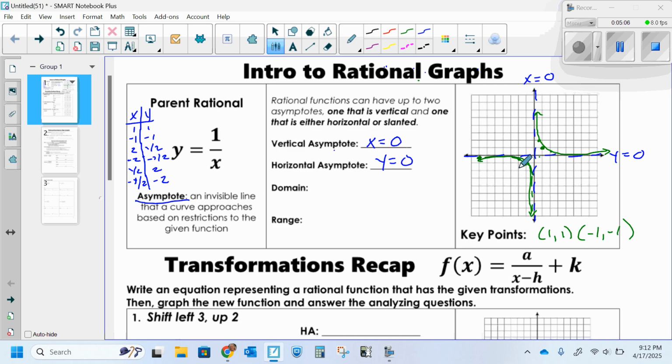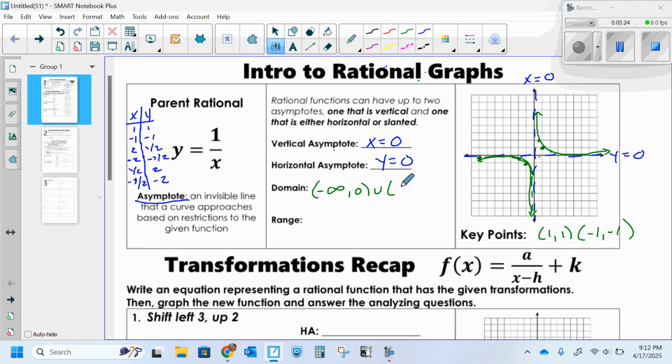Now, of course, we're going to slide this graph to the left, slide it to the right, up, down, flip it, stretch it, all that stuff. And so our key points obviously are going to change, and I'll review with you how we do transformations in just a second. So our domain is all real numbers except for 0.